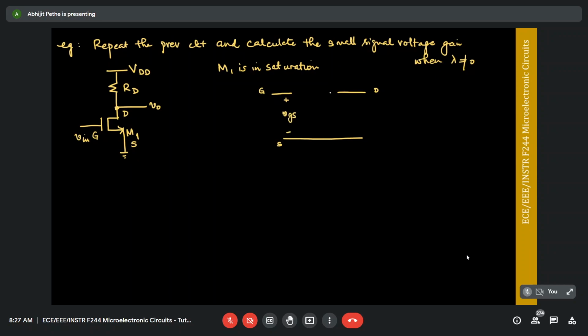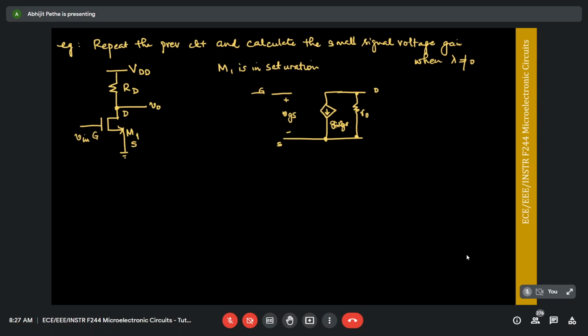The model says that because of VGS applied, I'm going to have a current flowing between drain and source, which is GM times VGS. Because lambda is not equal to 0, I'm going to have a resistor R0 present between drain and source. So this is the small signal model of M1 when lambda is not equal to 0. Now let's connect the rest of the nodes.